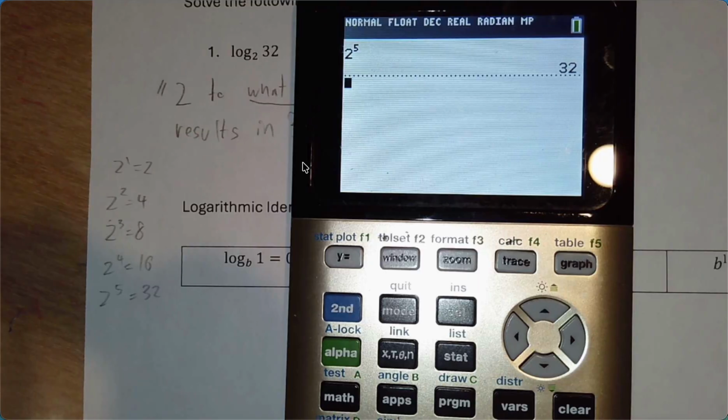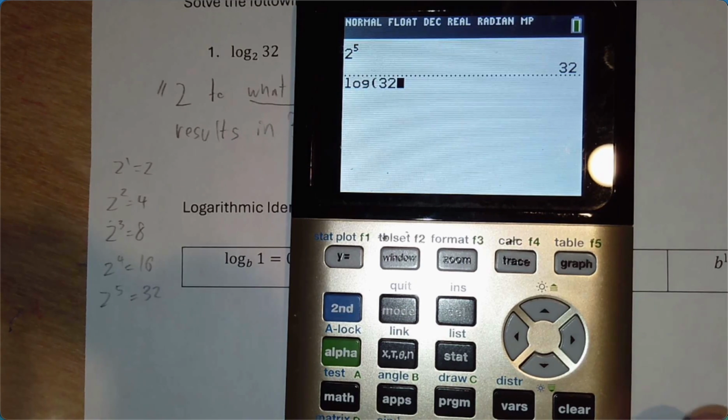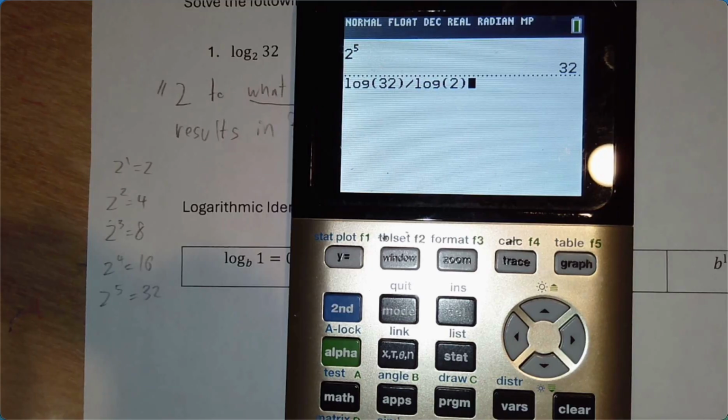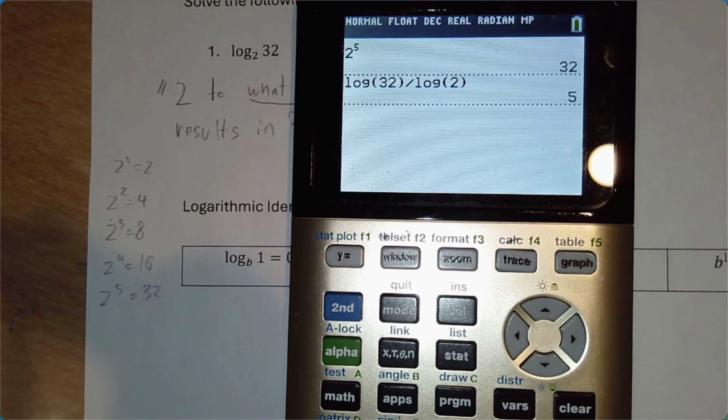Now, here's what I need you to know. These are not dividing one another as they're written presently. However, you are allowed to just divide them. What do I mean by that? Every scientific calculator has a log button. If I just type log 32, close the parentheses, and divide it by the log of that tiny number, or the base as we call it, 2, look at that, I get 5 as well.